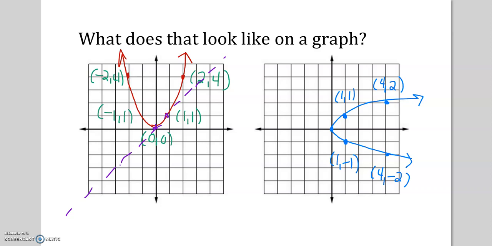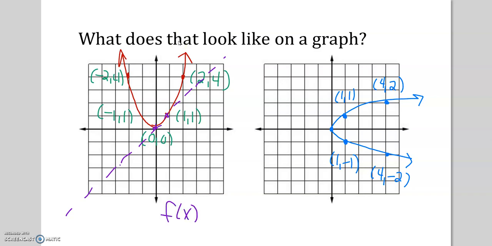Now here's a really interesting thing to think about. Our first one is a function, correct? It passes the vertical line test. Remember, the vertical line test tells us that if I draw a vertical line, it never touches 2 points of the function at the same time. So our first function is a function. We'll call this f of x.